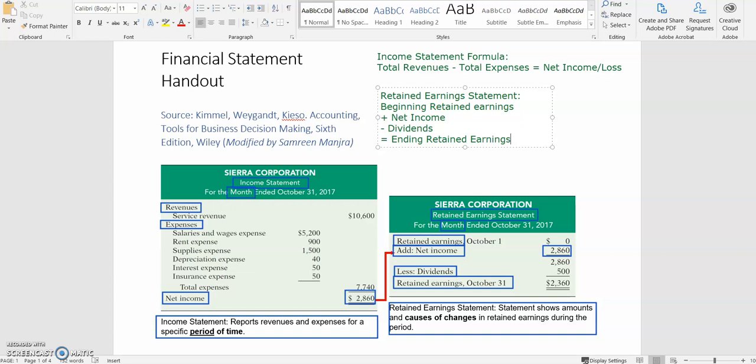And these are the first 2 financial statements that we're going to be talking about. Okay. So next we're going to be talking about the balance sheet.